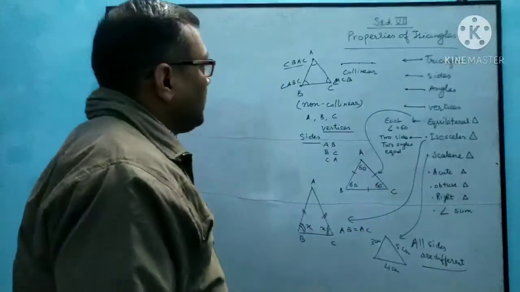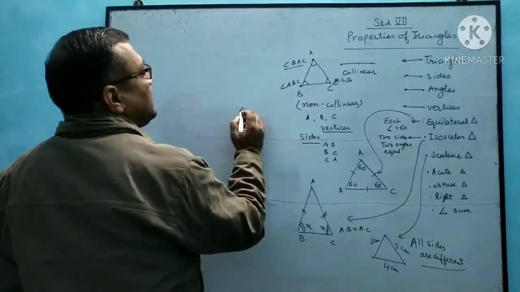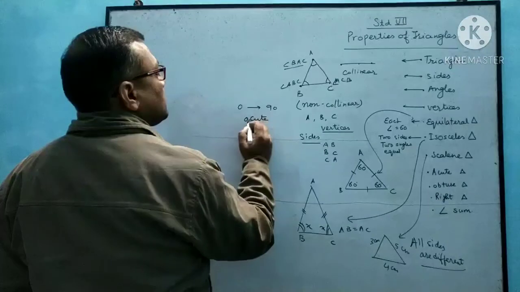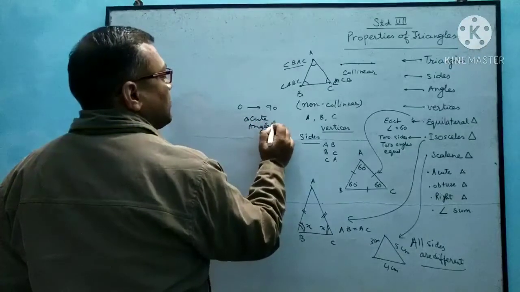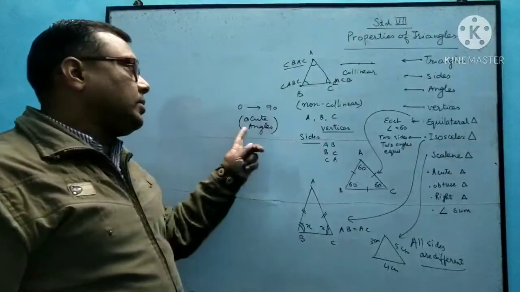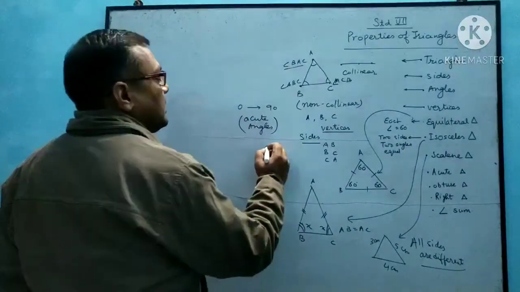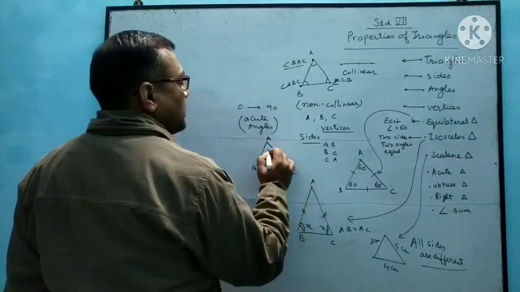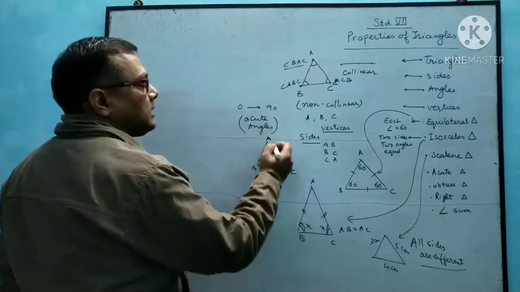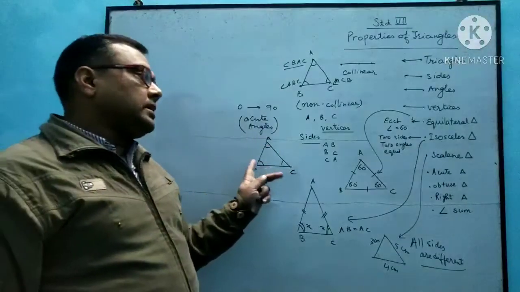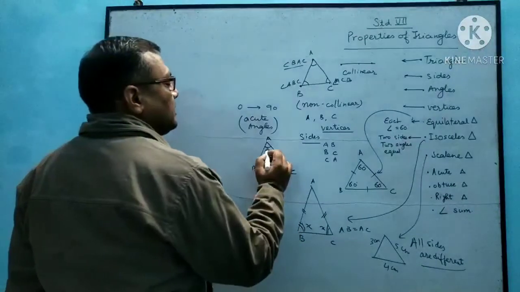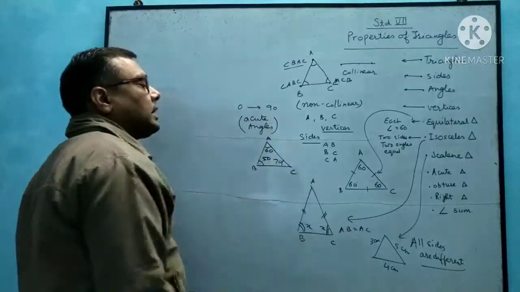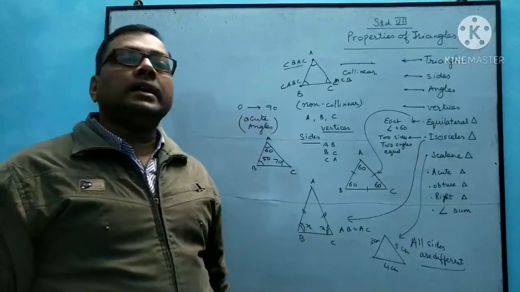Again, we come to the acute triangle. What is an acute triangle? Acute means less than 90 degrees. Aise angles jo 0 se 90 ke beech mein aate hain, they are called acute angles. Angles falling between 0 degrees and 90 degrees are called acute angles. And the triangle having all acute angles, suppose this triangle ABC and these are the acute angles, all the angles are acute, then it is an acute angle triangle. Like a triangle having angles 60 degrees, 50 degrees and 70 degrees, it is an acute angle triangle because all the angles are less than 90 degrees.